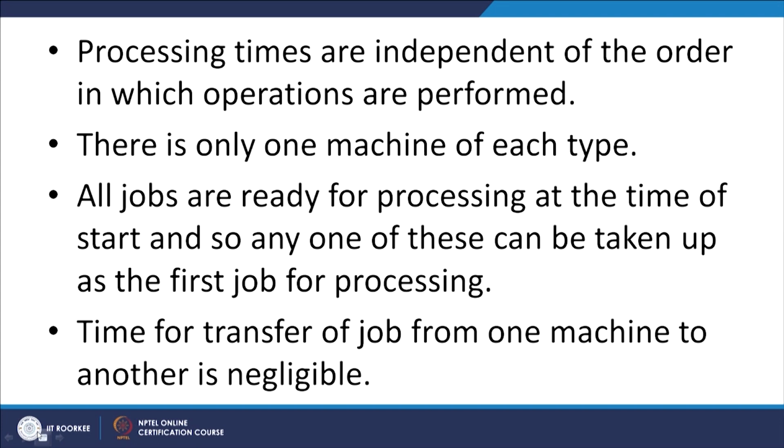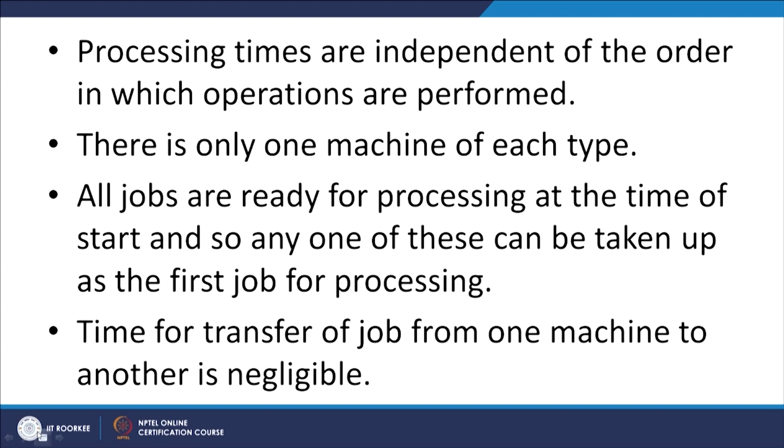Next assumption says that the processing times are independent of the order in which operations are performed. Next one says that there is only one machine of each type. For example, if there is a weaving process, only one machine is available for doing the weaving operation. All jobs are ready for processing at the time of the start, and so any one of these can be taken up as the first job for processing. So, when the system starts, all the jobs should be ready, so that the machines need not wait.